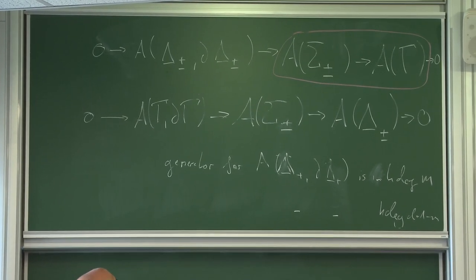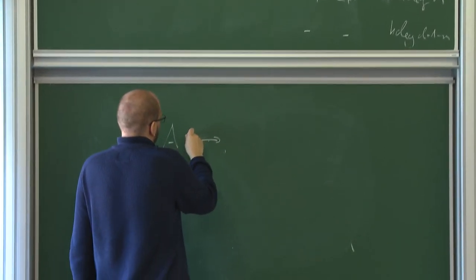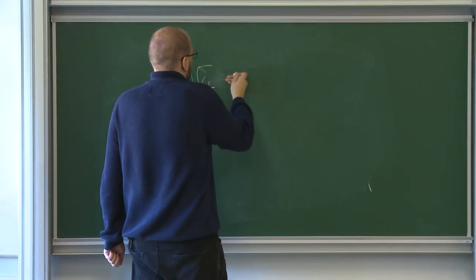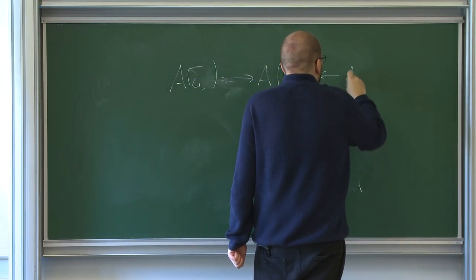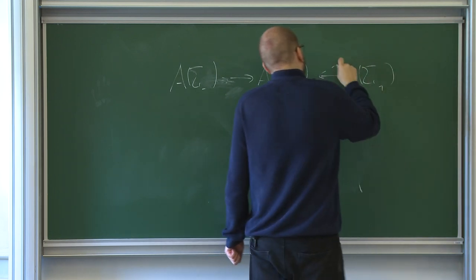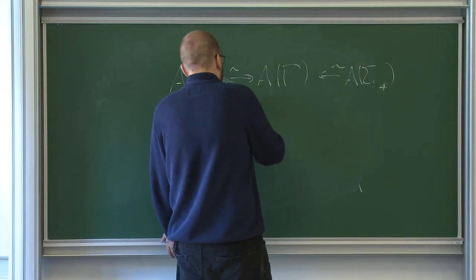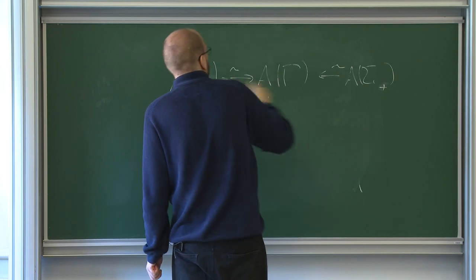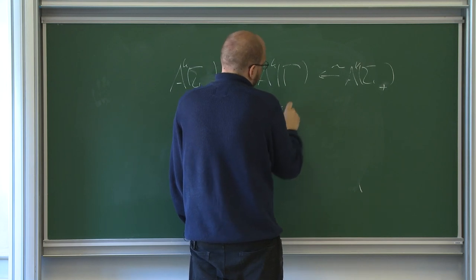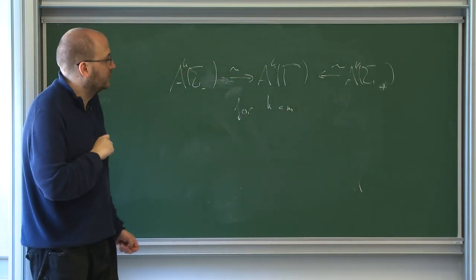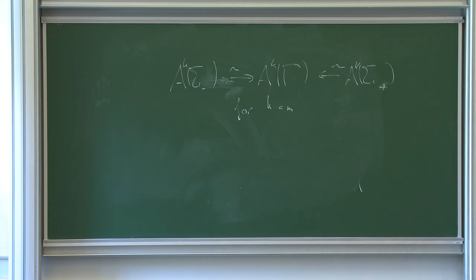I have an isomorphism from A sigma minus to A gamma, and from A sigma plus to A gamma, for k less than m. That's an isomorphism. What happens for the other degrees?